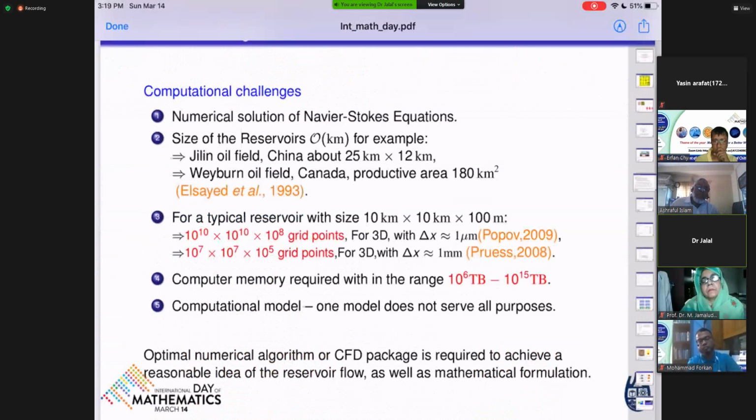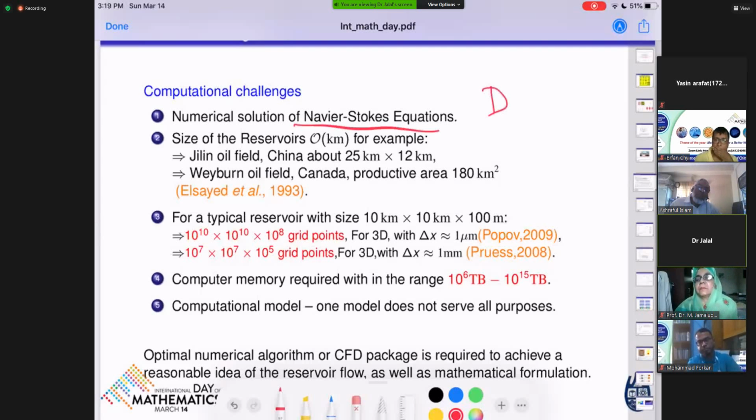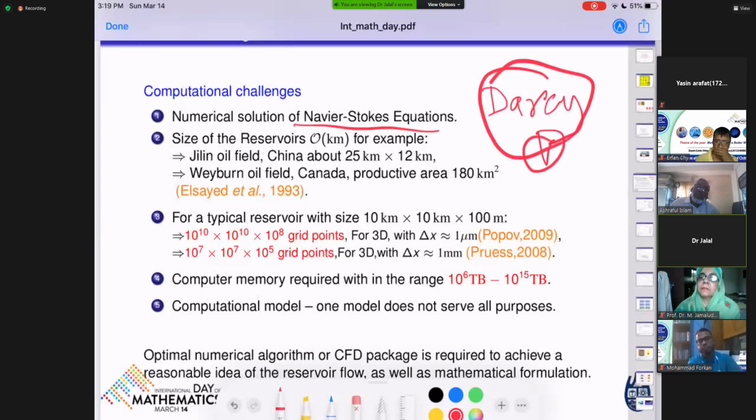Now the computational challenges, the challenges in the computer. Usually I am using the Navier-Stokes equation here, but in the oil industry they use Darcy's equation, which is very simple. This is very simple, but it has some limitations. This is a simplified equation, so it cannot cover all the features of the reservoir. Anyway, this is one challenge.